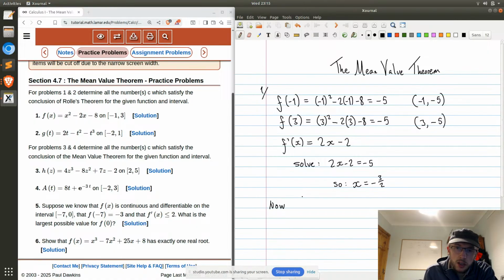-3 over 2. But that's a problem, isn't it? Isn't it? Maybe it's because I've forgotten what it actually says. It says something very intuitive. If only I knew what it said.